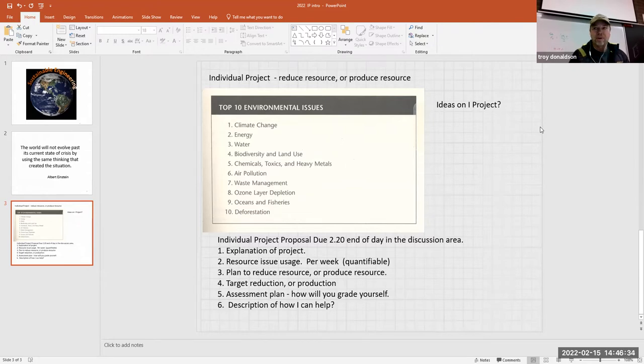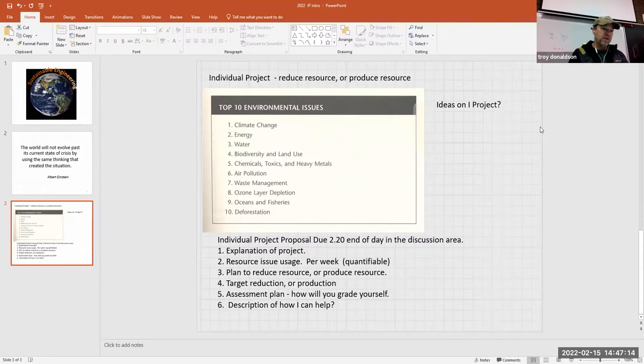So the concept of the IP project is to make a change, is to understand what we currently do and then make some kind of a change over several weeks and just document it. That's what we're looking for. So the change can be a reduction in something, a reduction in energy, a reduction in water use, a reduction in waste generation. So it can be a reduction. It can also be a production. You can produce energy if you want. That's about the only thing that you could produce. The rest are probably reductions.